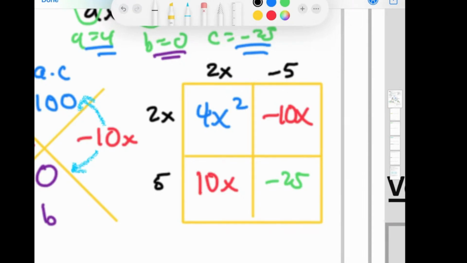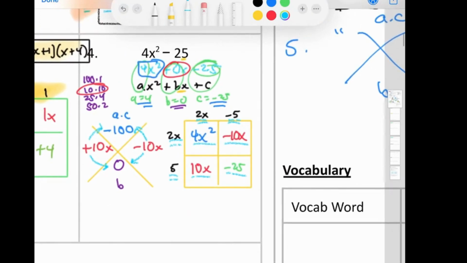Let's double check our answers. 2x times 2x gives me 4x squared. 2x times negative 5 gives me negative 10x. 2x times 5 gives me 10x. And 5 times negative 5 gives me negative 25. So these are my answers right here. Put it right up here. Why? Because when you factor 4x squared minus 25, you'll get 2x minus 5 and 2x plus 5 as our answer.